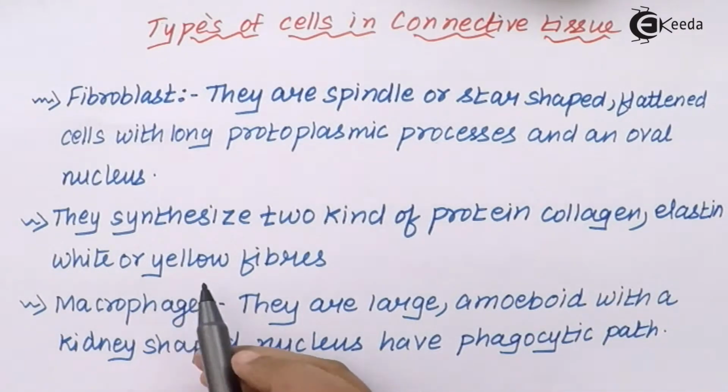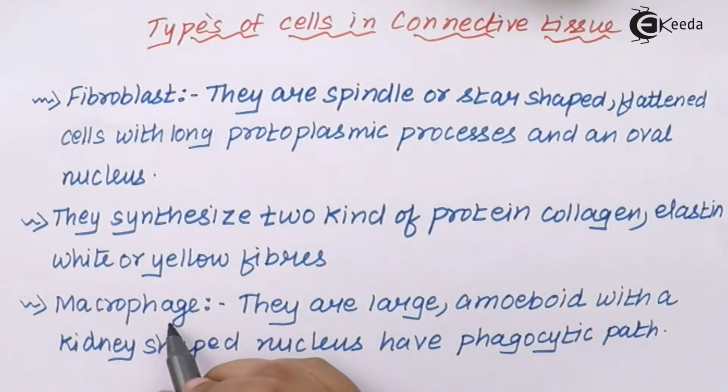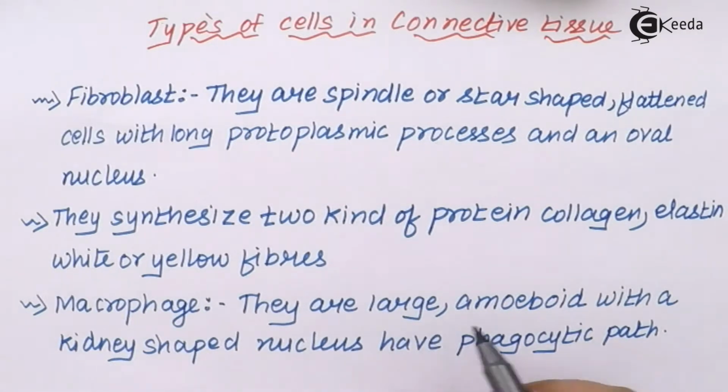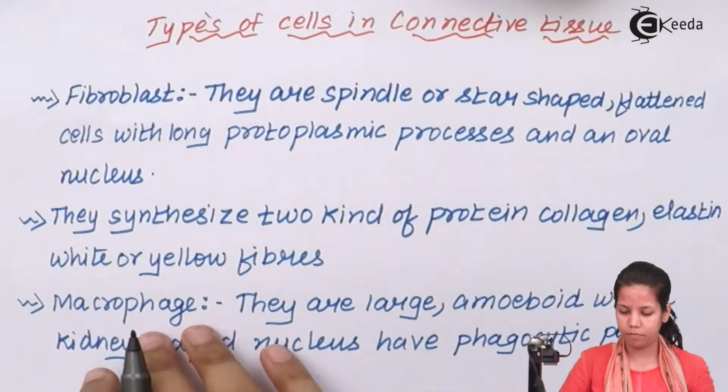Another kind of cells are macrophages. Now macrophages are nothing but phagocytic cells. They are the cells that engulf harmful substances or harmful antigens of a harmful bacteria when it invades your body. They are large, amoeboid, with a kidney-shaped nucleus, and they always show phagocytic activity.